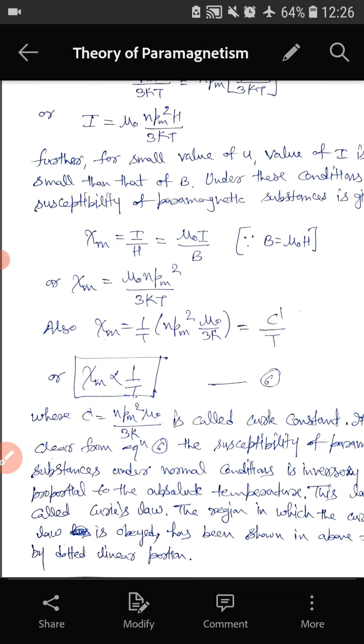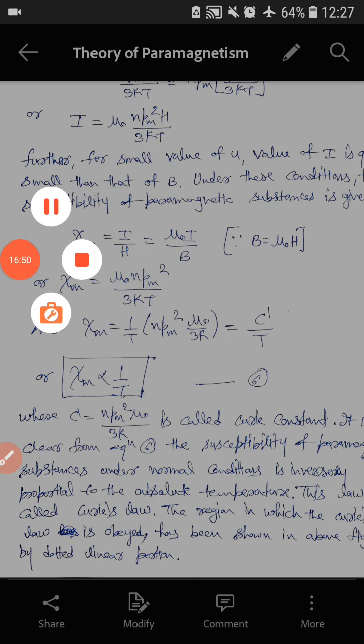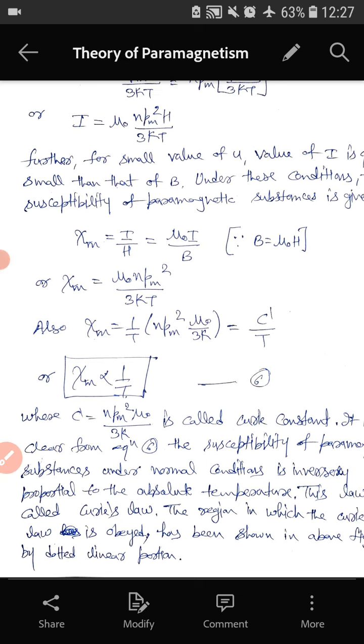So this is about the theory of paramagnetism. We have calculated the magnetic susceptibility for a paramagnetic material, which is found to be temperature dependent. With increase of temperature, chi m decreases. Now we are left with one article, which is the theory of ferromagnetism, also known as the domain theory of ferromagnetism, that we will discuss in our next lecture. Thank you.